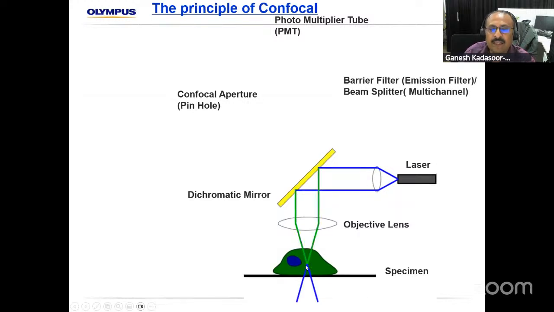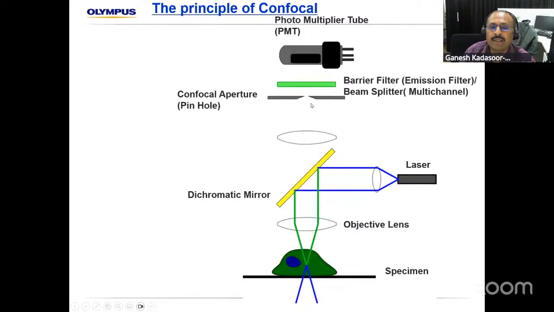The image information is collected back through a small aperture called a pinhole, and it blocks all the light which is coming from above the focal plane and below the focal plane. Whenever you have an objective, the objective will always focus the specimen to a specific region called the focal plane. Anything above and below the focal plane is called out of focus light. The light coming from above and below is blur.